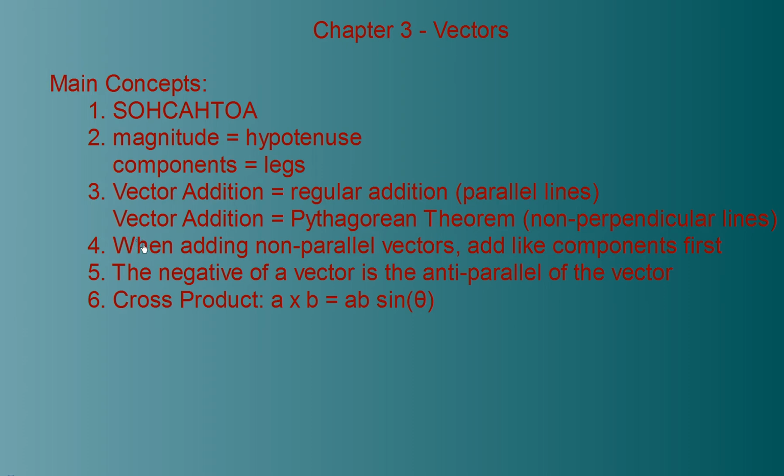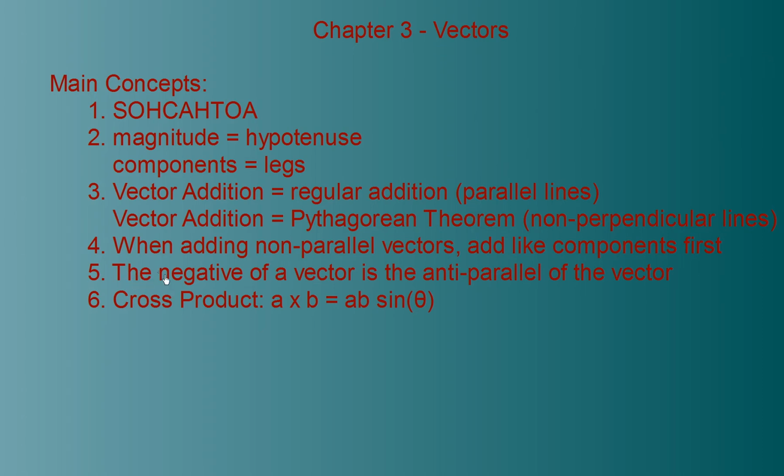Speaking of which, main concept 4, when adding non-parallel vectors, you add like components first. So first you would break up your individual vectors into components, and the components would be parallel. Typically we break them up into an x and y axis component, so that all the x components we can add just like numbers, all the y components we can add just like numbers, and then we can find the resultant of our vector. Resultant meaning the sum.